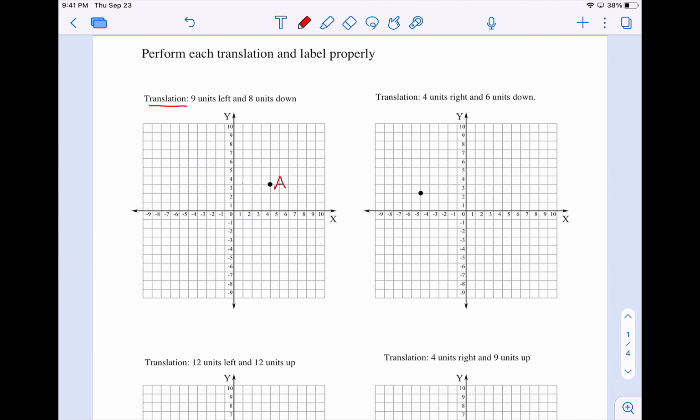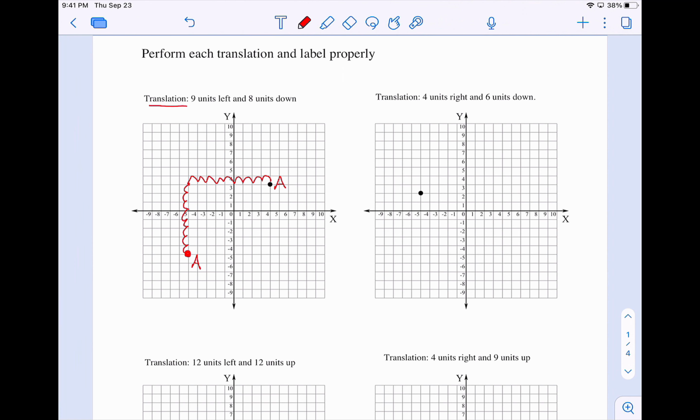Okay, so one way we can do this is we can just count the number of units. Now we've seen before 1, 2, 3, 4, 5, 6, 7, 8, 9, and then we got to go 8 units down. So our new point, new location for A is down here.